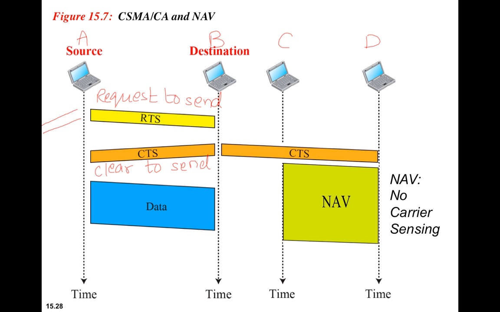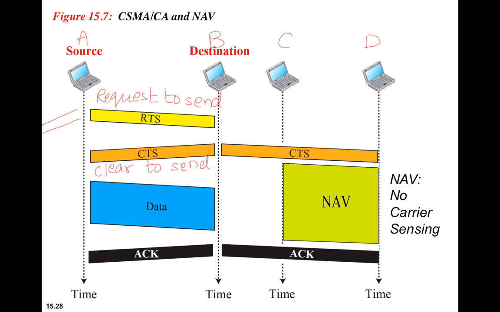Now A has received the clear to send, so A will send the data. After receiving the data, B will send the acknowledgement. But remember, all these things are broadcast. So when A is transmitting, the medium is busy, and then B sends the acknowledgement. C and D can also hear the acknowledgement. So this is what's happening here.